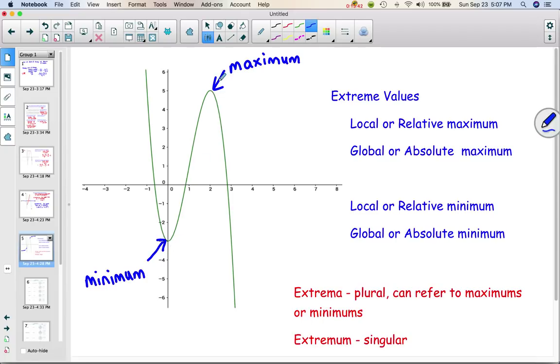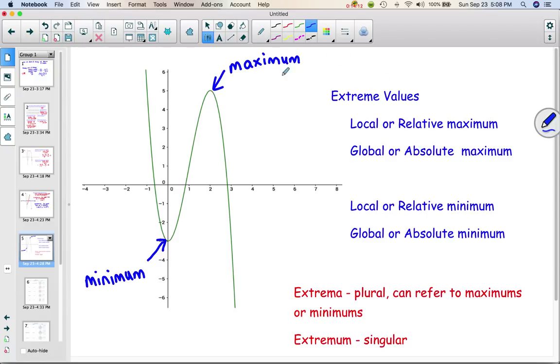So we have some different terminologies that we use for that. Overall, they're called extreme values, or down here in red, I said they're extrema. Extrema is plural, and that can refer to either maximums or minimums. If you're just talking about one, the singular word for that is extremum. And sometimes you'll have what are called local or relative maximum or minimum, and you can also have global or absolute. And I'm going to make sure you understand the difference.